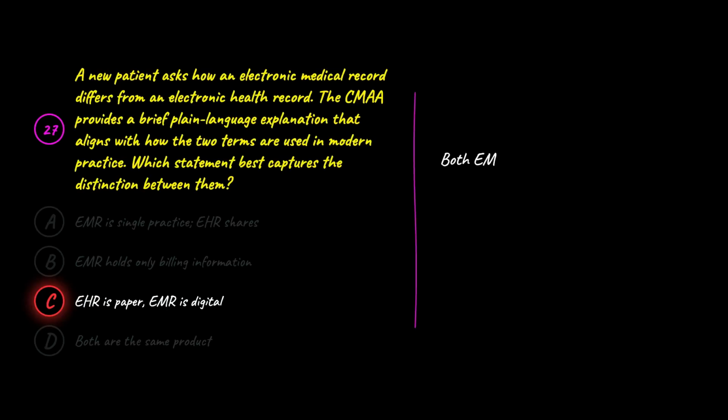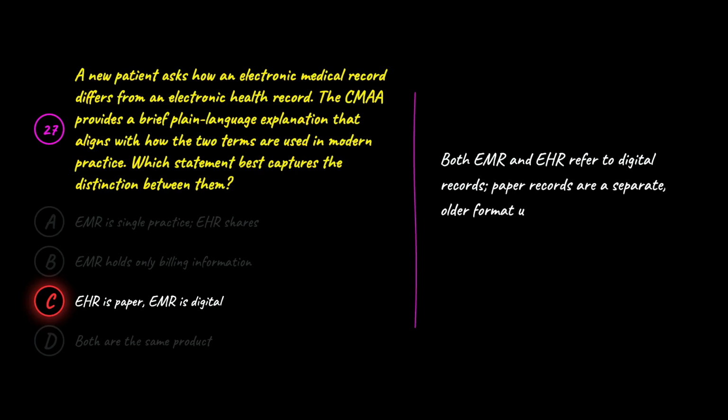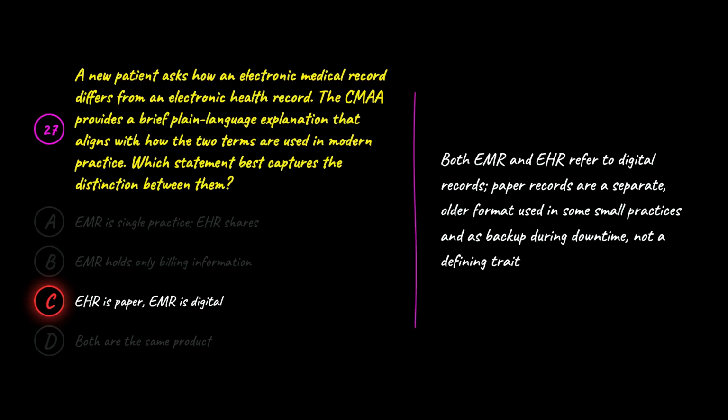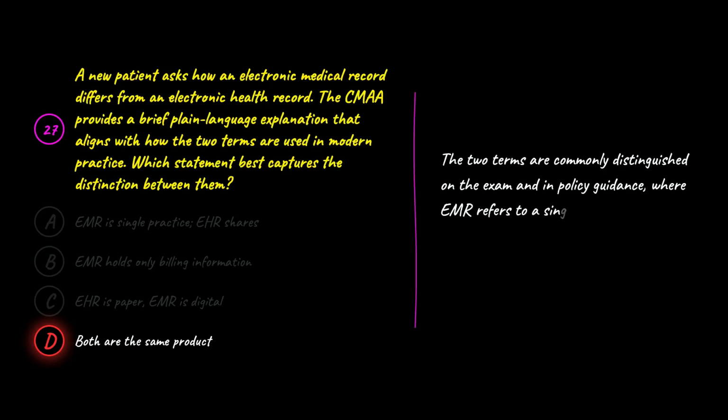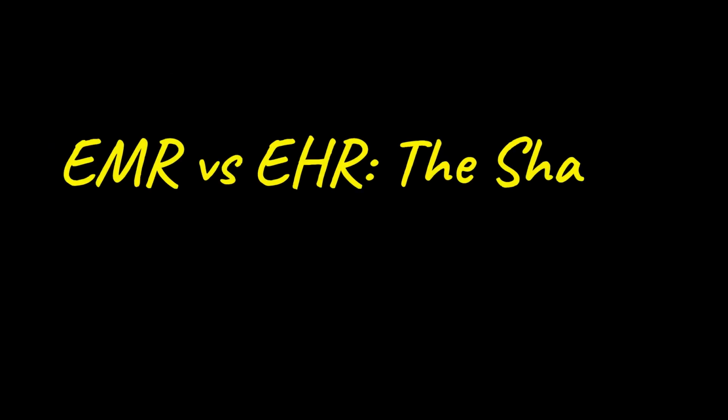C is wrong because both EMR and EHR refer to digital records. Paper records are a separate, older format used in some small practices and as backup during downtime, not a defining trait of either acronym. D is wrong because the two terms are commonly distinguished on the exam and in policy guidance, where EMR refers to a single practice and EHR refers to a record built for sharing across organizations.